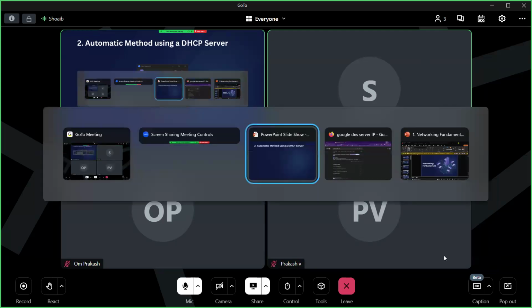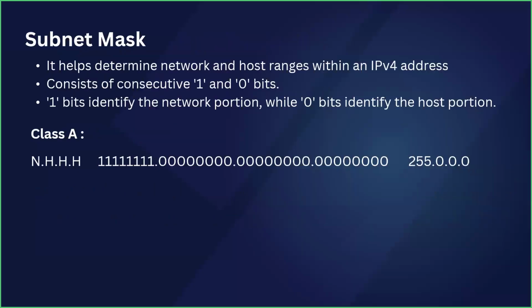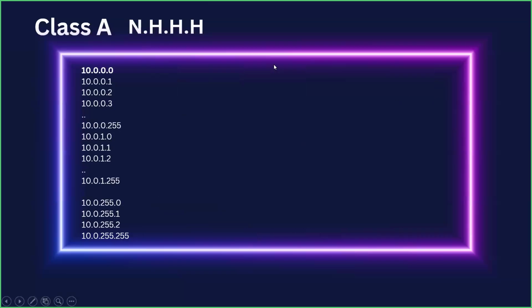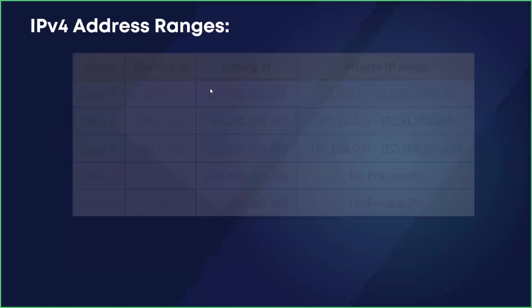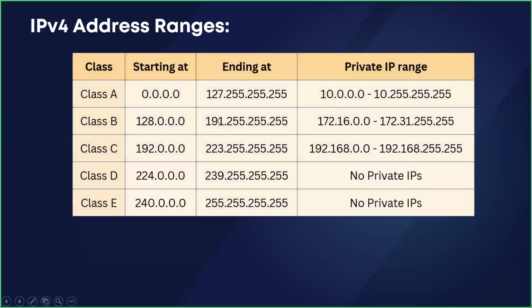Because if you go to the IP ranges for Class A, Class B, or Class C, the ranges are different. For Class A, it starts at the first IP 0.0.0.0 and goes up to 127.255.255.255. That's the range, right? For Class B, it starts at 128 and goes up to 191. For Class C, it starts at 192 and goes up to 223. So if you notice over here, none of the subnet mask values are over here.